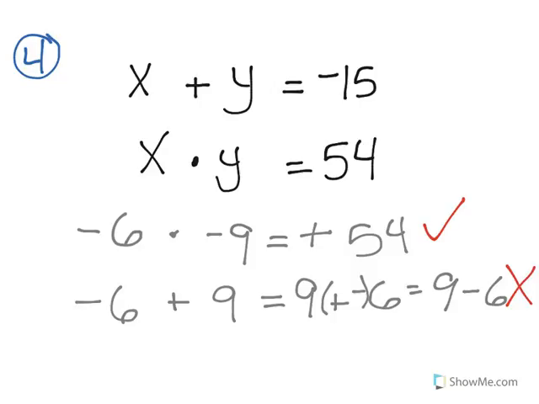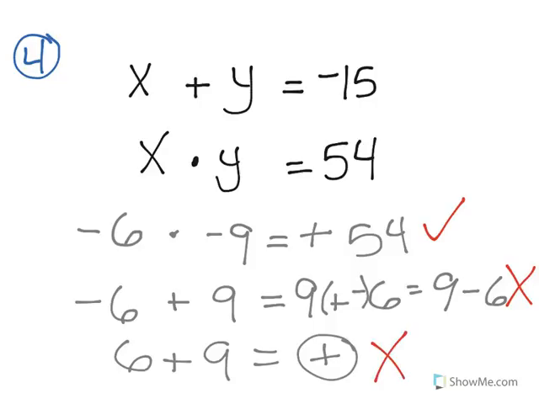And looking at option C, I have 6 and 9. Now I am adding two positives together, so my answer is going to be positive, which is not going to be -15. So I know that that one is incorrect as well.